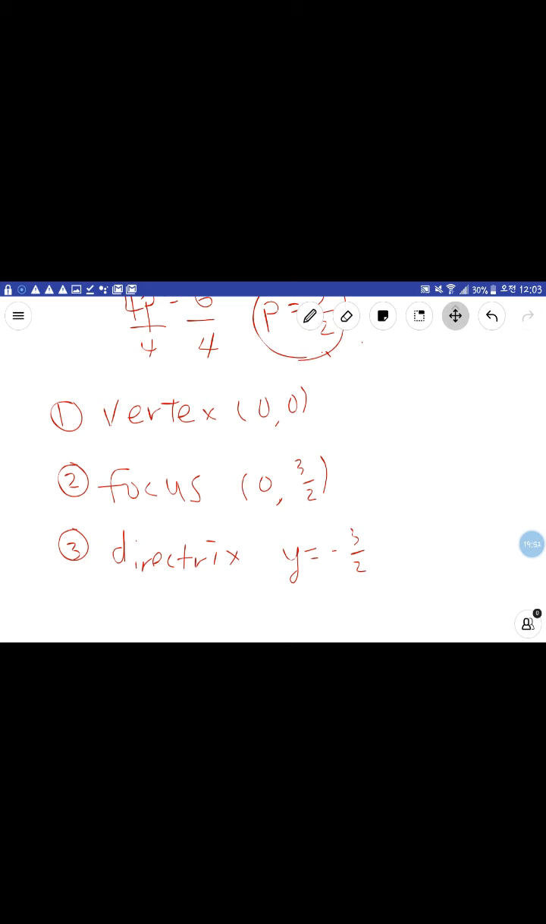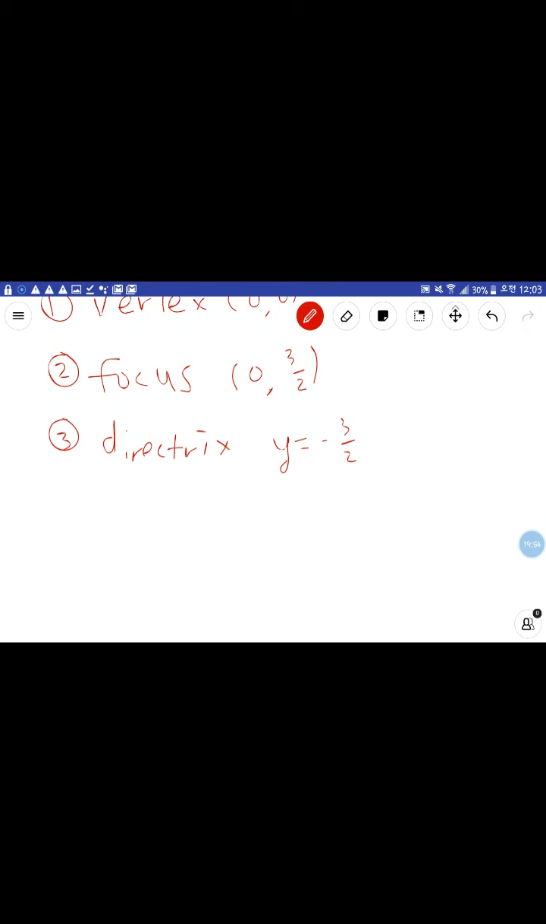Are you guys with me? Now, the focal width. What was the formula? It's the absolute value of 4p. 4 times 3 over 2, the 2 cancels, which gives 6. That's the answer.